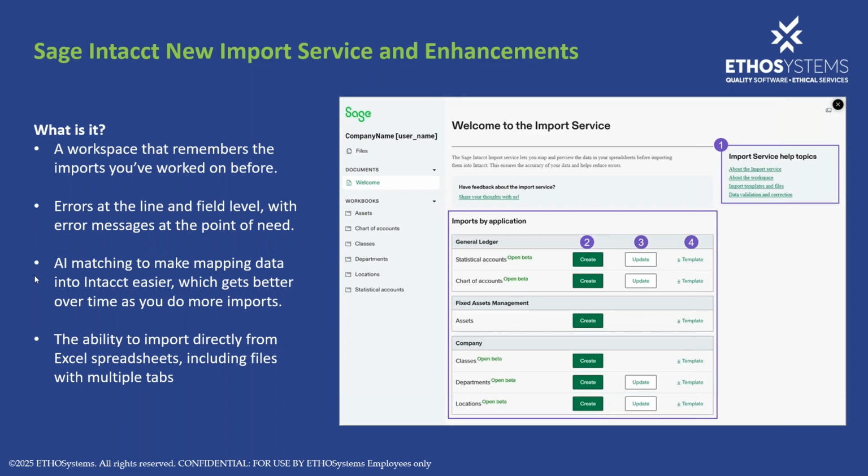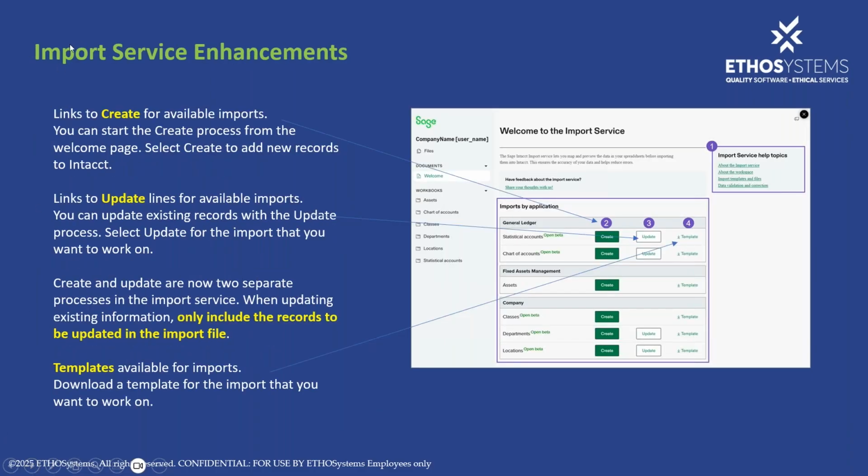AI matching to make mapping data into Intacct easier. Perfect. We love AI. And then the ability to import directly from Excel spreadsheets, including files with multiple tabs. Before, with CSV, you guys are all Excel gurus, I know you are, you could essentially only import one tab at a time, is how it was set before. So, all right. And here are some more examples of the enhancements. So links right here, create for available imports.